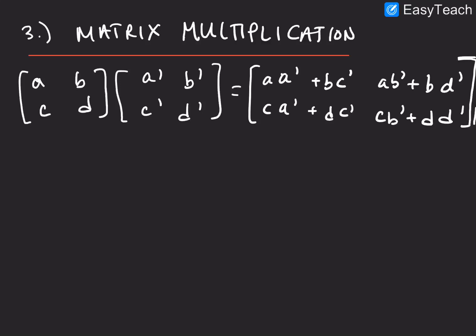Ooh, matrix multiplication. Now this one is the trickiest, so pay close attention. Okay, so we have this matrix A, B, C, D, and we want to multiply it by A prime, B prime, C prime, D prime. So this one is not too easy. So let's get into it.